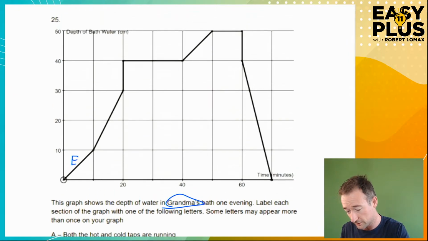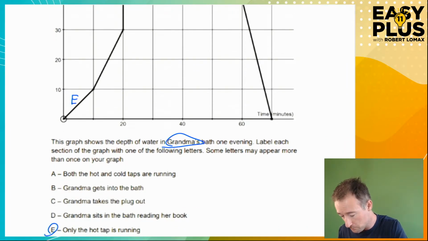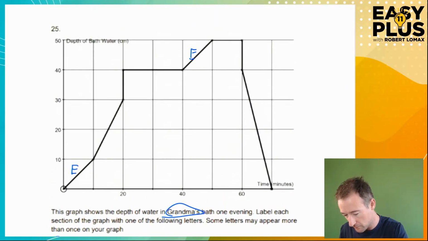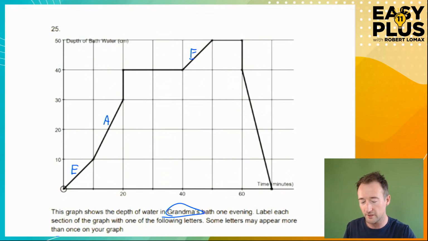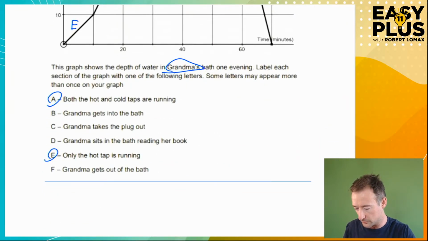But careful, the same thing happens up here, the same gradient, so that's also going to be E. And therefore the point when both the taps are running, that must be here, A. And there aren't any other points where taps are running that we can see from the graph, so we're done with A and with E.